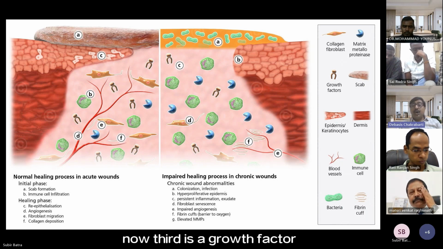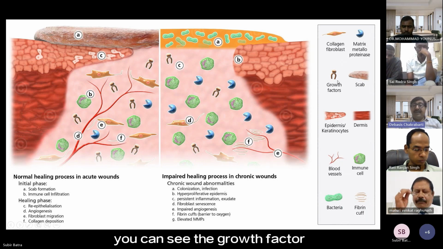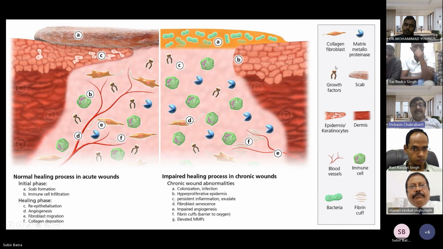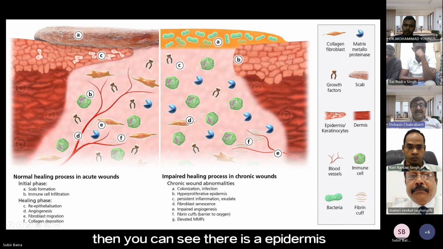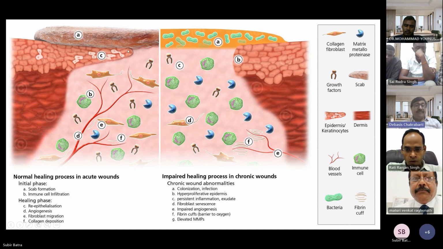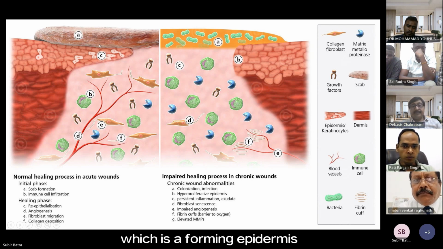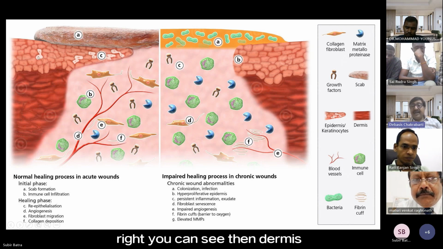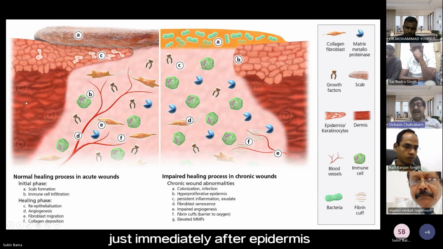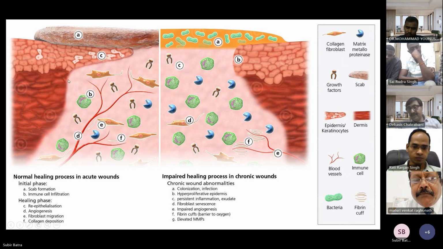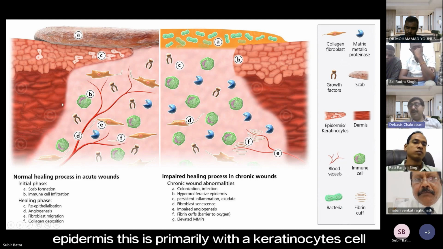Now, third is the growth factor. You can see the growth factor. Then there is a scab, which is basically the formation of that texture. Then you can see there is an epidermis, which is a forming epidermis. Right? Then you can see the dermis, just immediately after the epidermis. Epidermis is primarily made of keratinocyte cells.